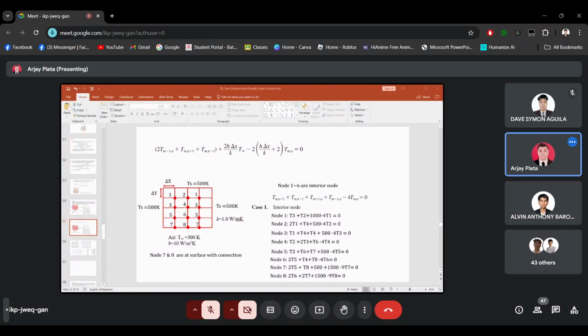Wait, let's see. So you mean this node 3, T1 plus T4 plus this is T5. Opo, T5. Okay. T1 plus T4 plus T5. So there's 500 here, right? And you mean the other node, the other side, this one? Yes po, sir. Kung 'pag diyan po nag-base, eh, may plus 500 pa po.